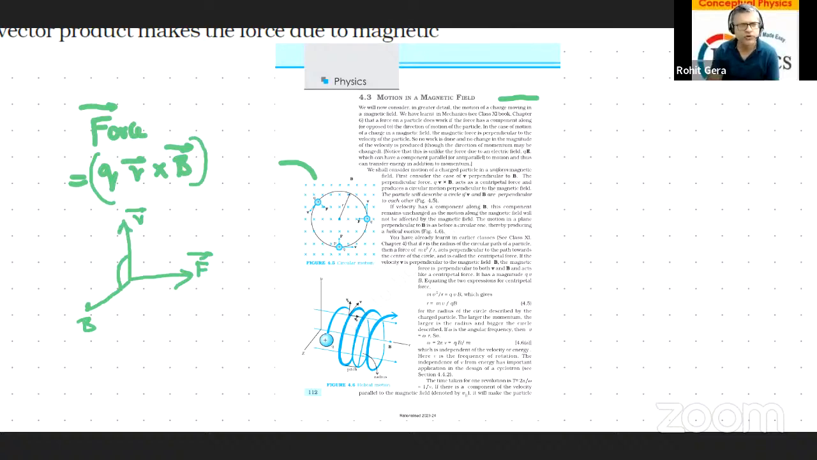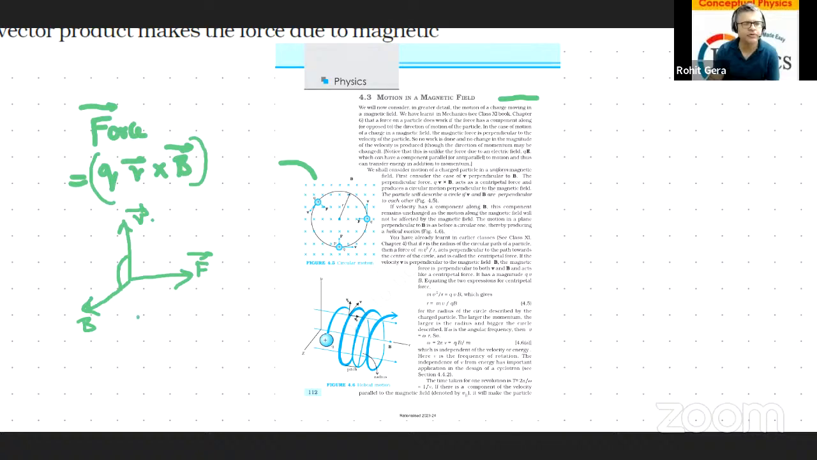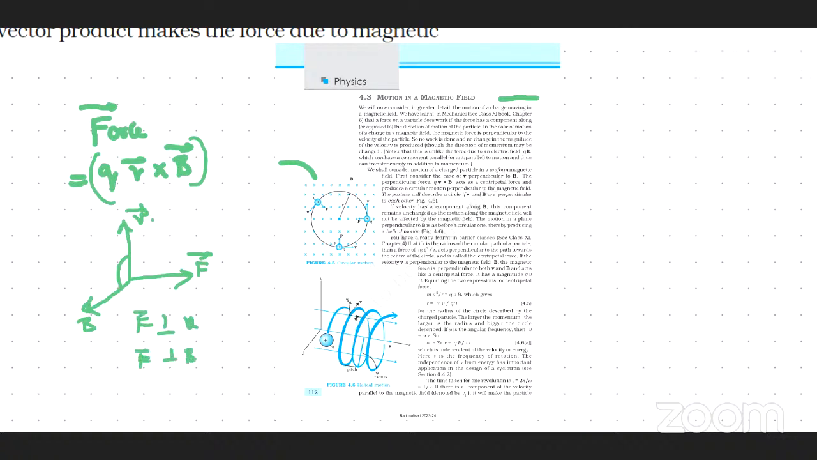So you have a velocity and magnetic field, and the force is perpendicular to both. So force is perpendicular to velocity, and force is also perpendicular to B.